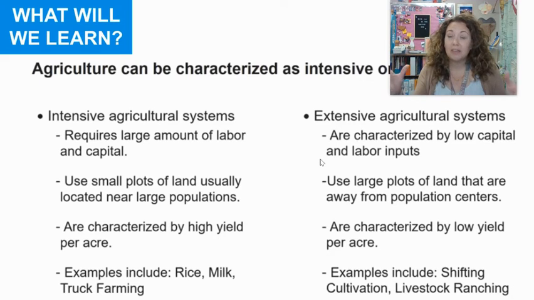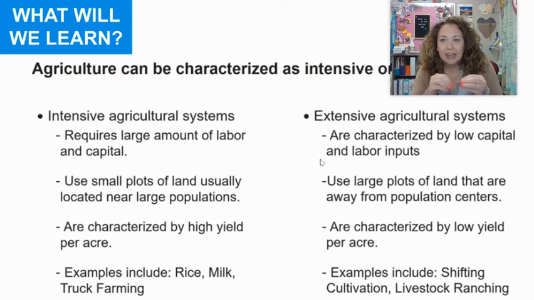Intensive agriculture requires a large amount of labor and capital. You need to have a lot of workers. These are usually smaller plots of land located near a large population, with high yield per acre. Rice, milk, and truck farming are examples of crops where a human touch is needed to pick it or separate it out.